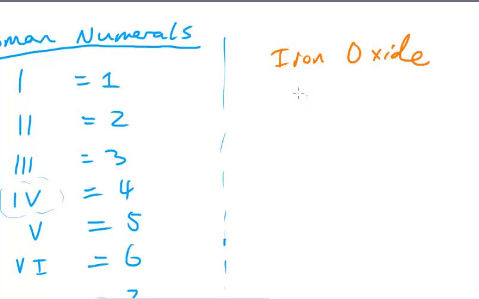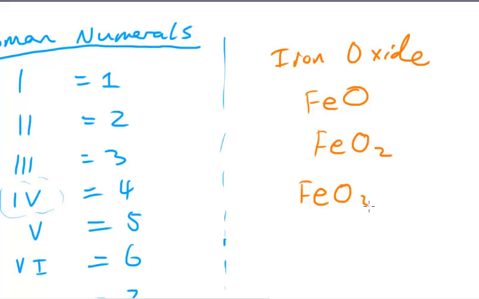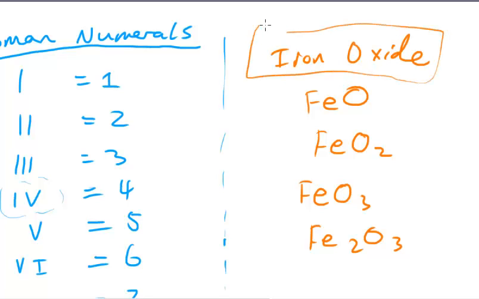Would you write FeO? Would you write FeO2? Would you write FeO3? Would you write maybe Fe2O3? What would you write? Because these are all forms of iron oxide, so which one is it? As you can see, it's quite hard to tell what the compound is from this name, where it's just iron oxide.